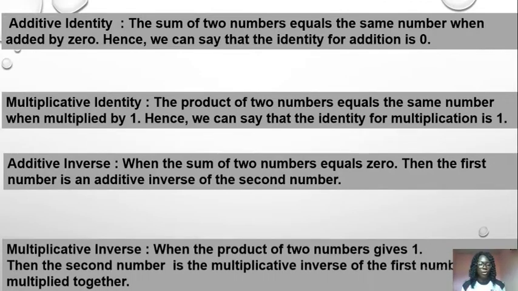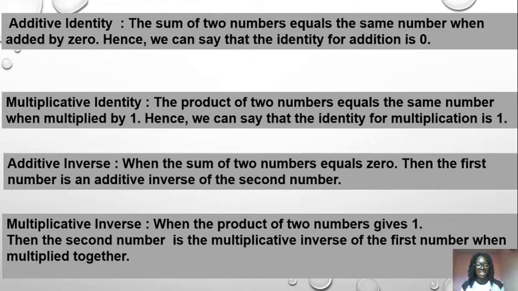Okay, so the last one we have is the multiplicative inverse. When the product of two numbers gives 1, one has to be the reciprocal of the other, such that the second number is the multiplicative inverse of the first number when you multiply them together, and it gives 1. So if the first number is 3, the reciprocal of 3 will be 1 over 3. So when you multiply 3 times 1 over 3, it will give you 1.